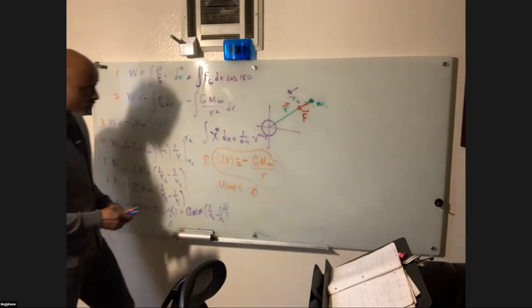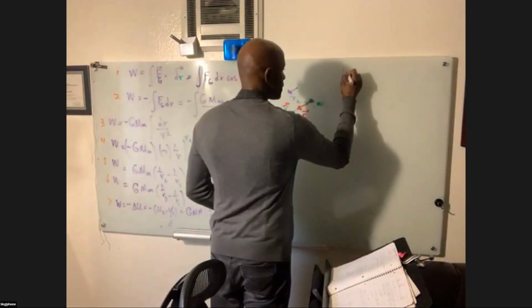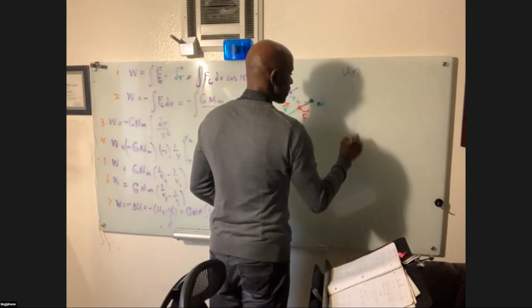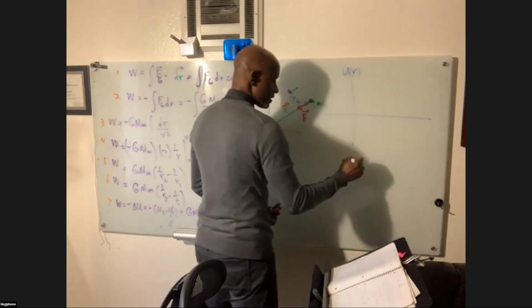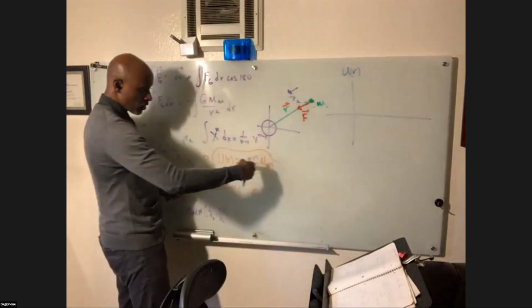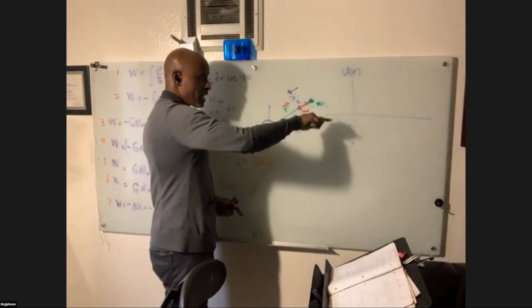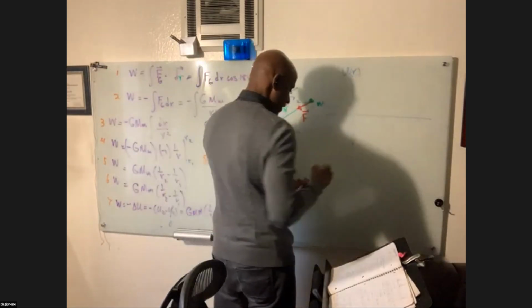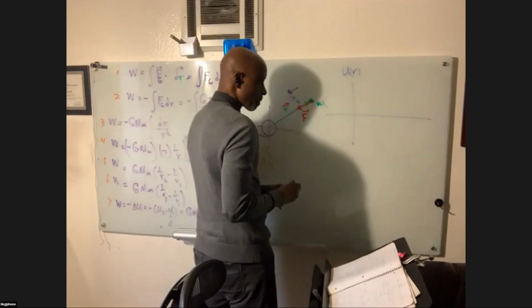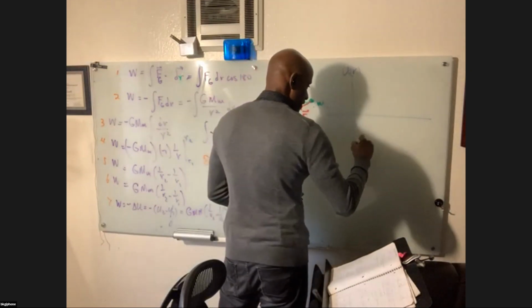And if we were to graph potential energy U of R with respect to R, it looks like this. As we get closer to the object, it goes to infinity, and as we get far away, it goes to zero. And it's negative, so it's on the opposite side of the x-axis. It's like this.